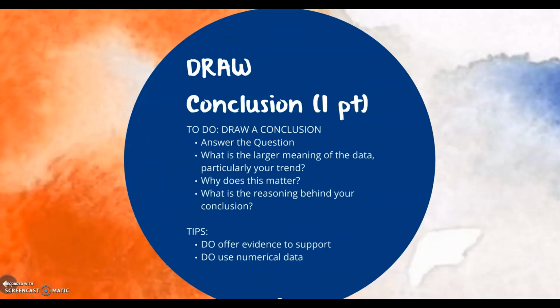C, we get to drawing the conclusion again. ATQ. What is the question asking? If they're asking you something in the data, they want you to think of what is the most logical conclusion that can be drawn. Make sure that you're thinking of the larger meaning of the data, particularly your trend or your similarity or difference. Why does it matter? What's the reasoning behind your conclusion? Do you offer evidence? Do you offer numerical data to help you?